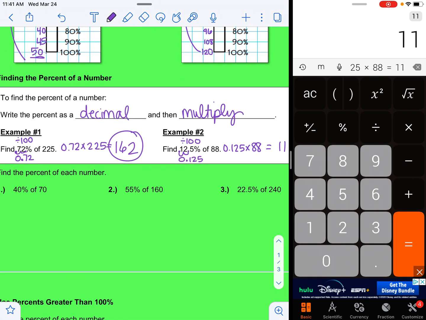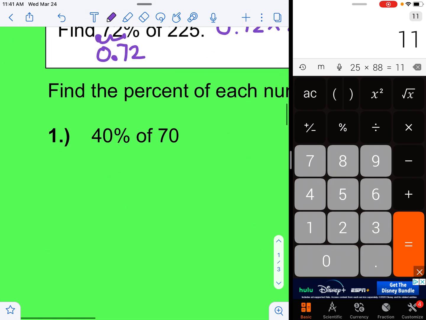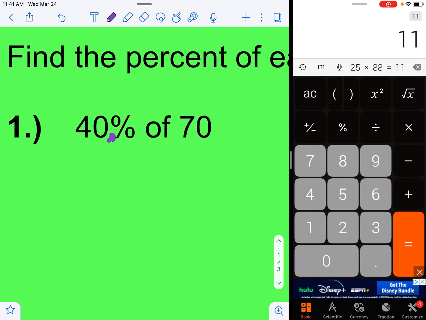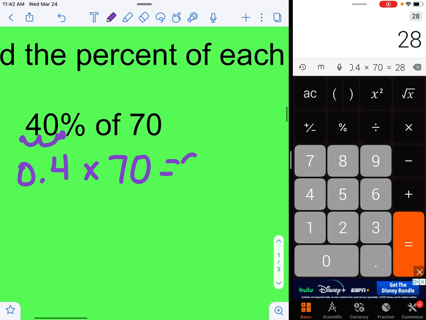So I'm just going to quickly go through these next 3 problems because they're exactly the same as what we did up above. Okay, so we're taking 40% of 70. We need to change 40% to a decimal, so we move our decimal point 2 places to the left. 1, 2. I get 0.4. And we're multiplying that times 70. Well, 0.4 times 70 gives us 28 for an answer.